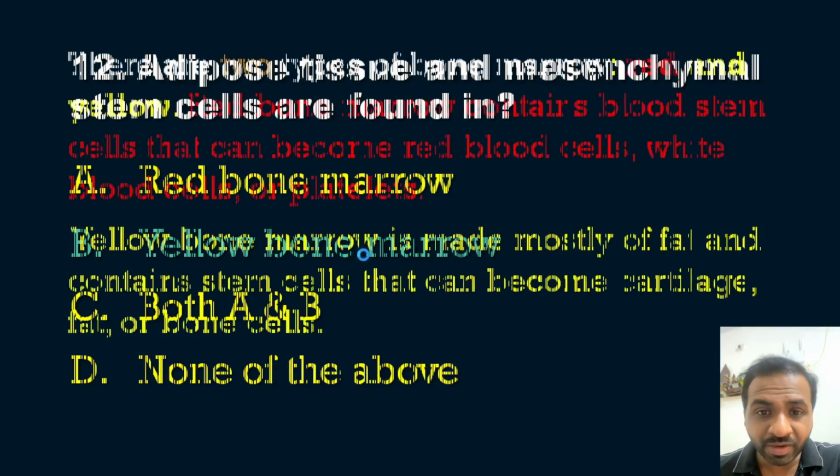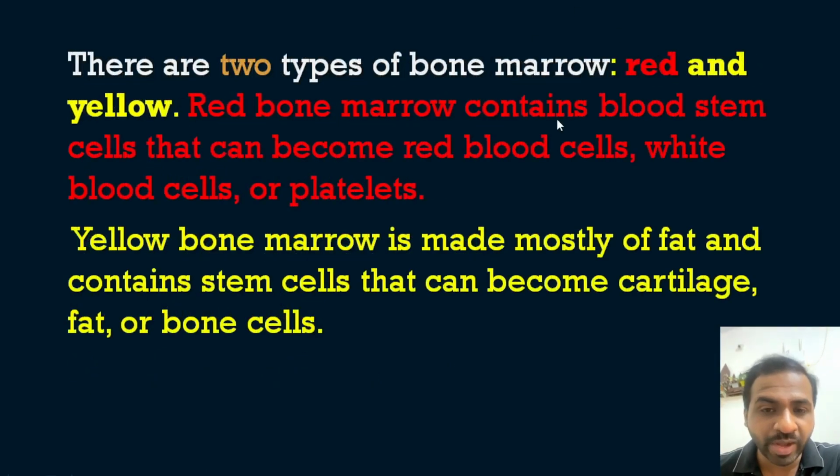We know that we have two types of bone marrow, that is red and yellow. The red bone marrow contains the blood stem cells that can become red blood cells, white blood cells, or platelets. That you know very well. So what about the yellow bone marrow? Yellow bone marrow is made up mostly of fat, and it contains the stem cells that can become cartilage, fat, bone cells, etc. So just remember that we have two types of bone marrow, yellow and red. Red for the blood cells and yellow for the fat.